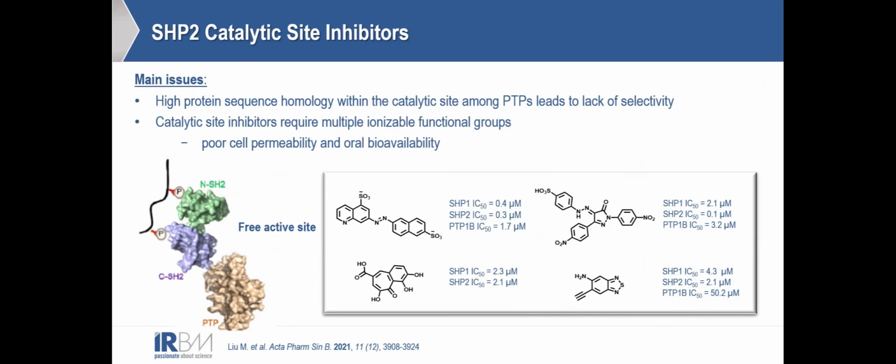So here I represent some of these examples that have been described in the literature, and as you can see here, all of them are molecules with highly polar substituents. And in most of the cases, as you can see here, it's not possible to get selectivity. And as I told you before, this is problematic because all these compounds have poor cell permeability as well as, for sure, low oral bioavailability.